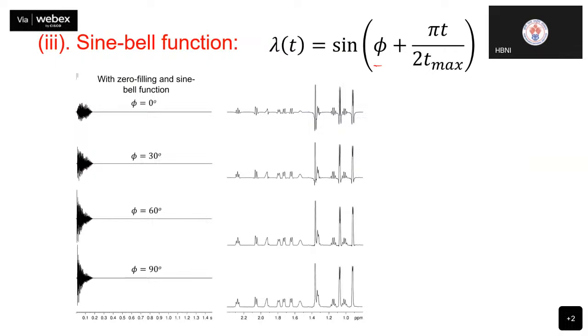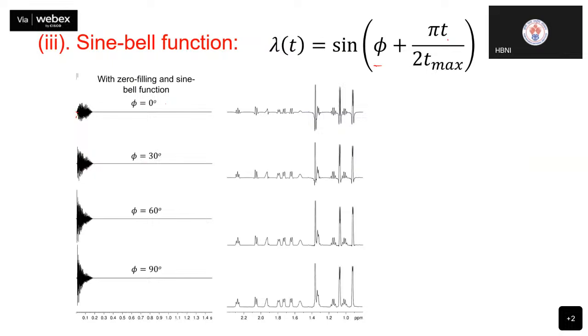With the zero filling and sine bell function, pi by 2 is 1, phi is equal to 0, then sine pi by 2 is 1, right? So at time t is equal to 0, what you get is sine phi. And if phi is equal to 0, this initial point will become 0. Suppose the FID is going like this. So let us say t is equal to 0, that is the first data point, and phi is equal to 0, then this whole function is 0, therefore the initial point becomes 0.